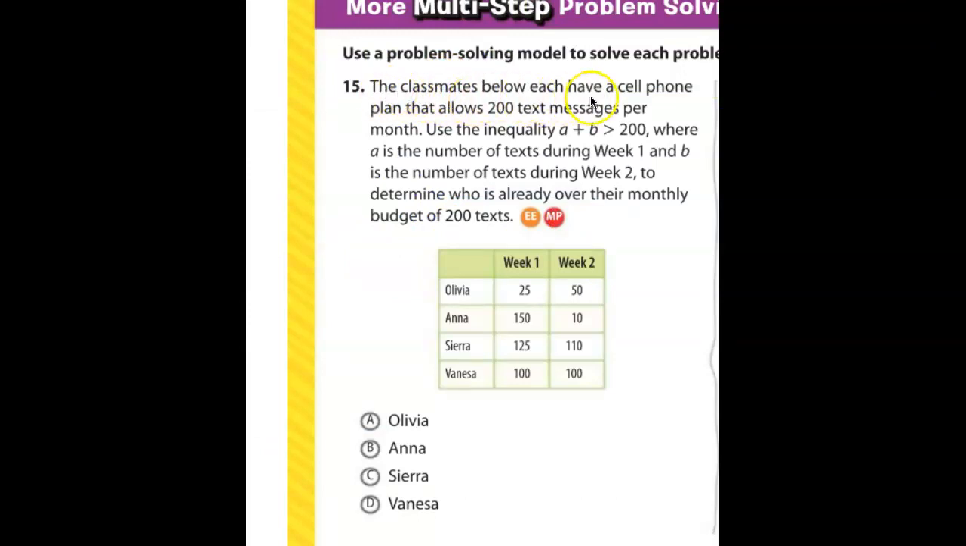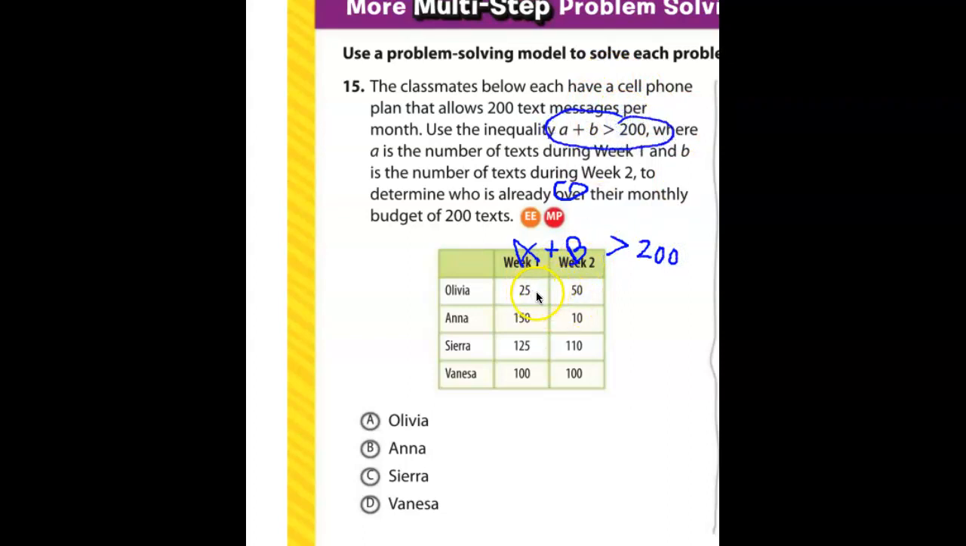The classmates below have a cell phone plan that allows for 200 text messages per month. Use the inequality A plus B is greater than 200, where A is the number of texts from week 1, B is the number of texts from week 2, to determine who is already over the monthly budget of 200 texts. So the key word here is going to be over. So I'm going to circle that. So A plus B is greater than 200 is the inequality from the word problem here.